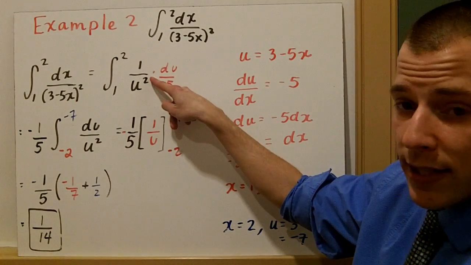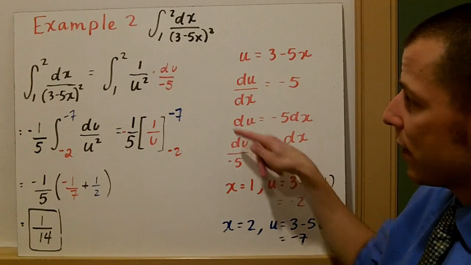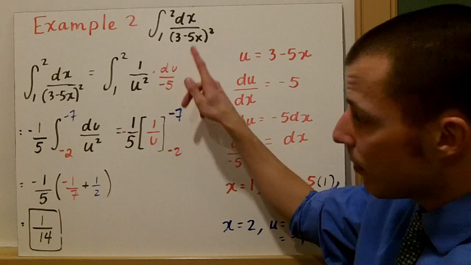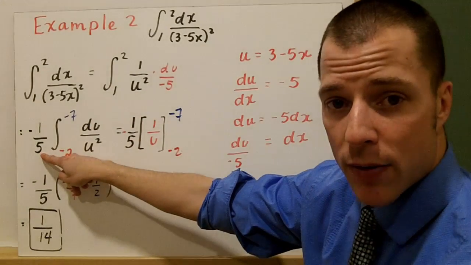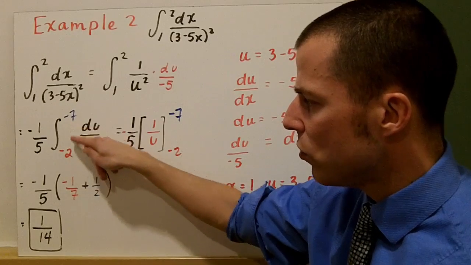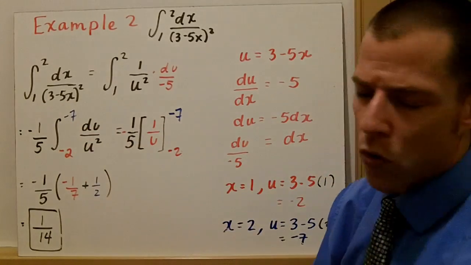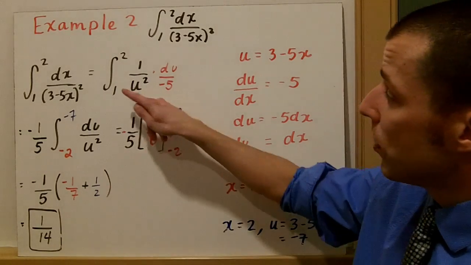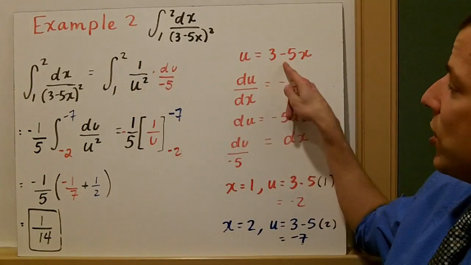Times, instead of writing dx, we're going to write du over negative 5, which I've done here. Nothing simplifies, but I can bring that negative 1/5 out. So I do. And now if you look, all of a sudden I have a new lower and upper bound. I've gone from 1 to 2 to negative 2 to negative 7. So that's where we plug a and b into u.